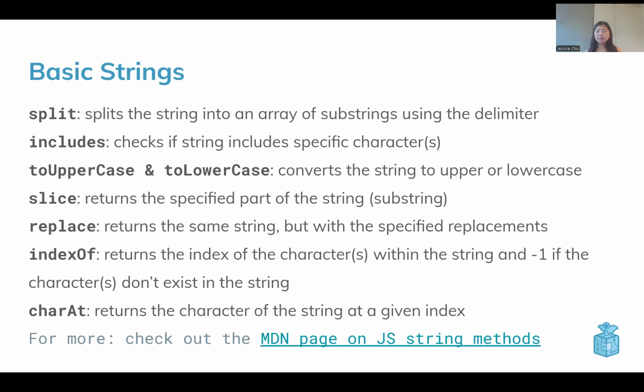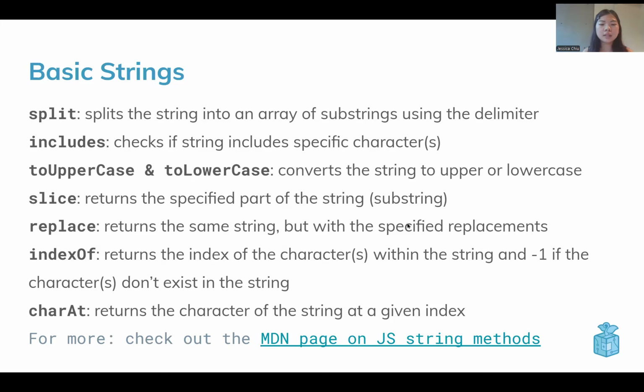And then we have some built-in methods that help us handle strings. So we can go through this list. There's split, which splits the string into an array of substrings. And then we have includes, which checks if a string includes specific characters. We have toUpperCase and toLowerCase, which convert the string to upper and lowercase. And then we have slice, which returns a specific part of the string. We have replace, which returns the same string but with different replacements for a specified part of the string.